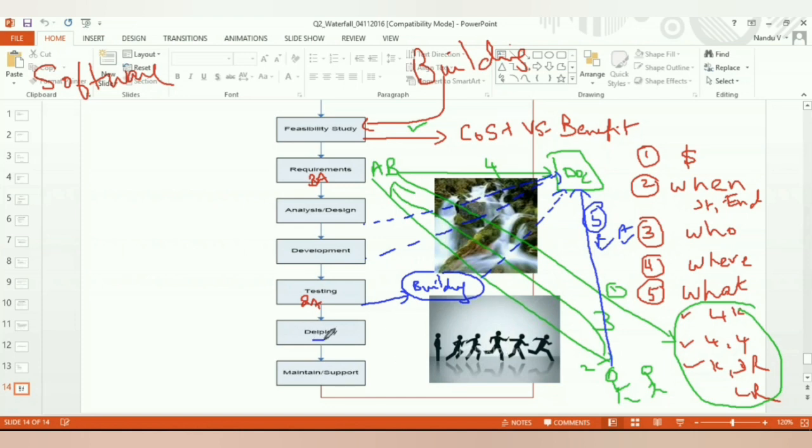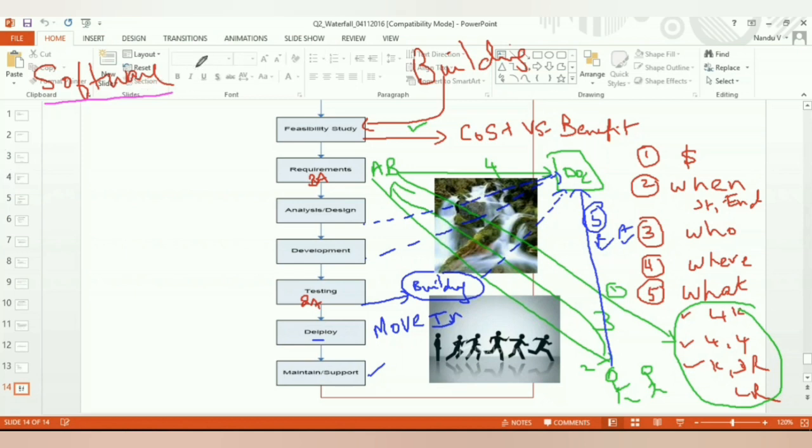Then deploy. What is it spelled? I'm not able to change the spelling. Deployment. What happens in deployment? This is where you move in and have a party, housewarming party. Once you move in, we all know maintain and support. Okay. So this process is very similar to software development lifecycle, right? Waterfall. We use waterfall as an example.